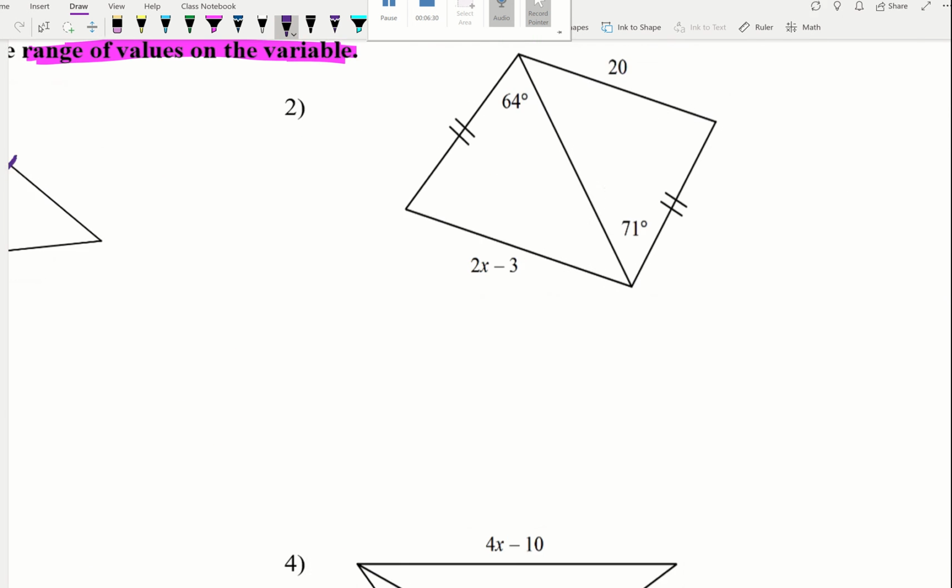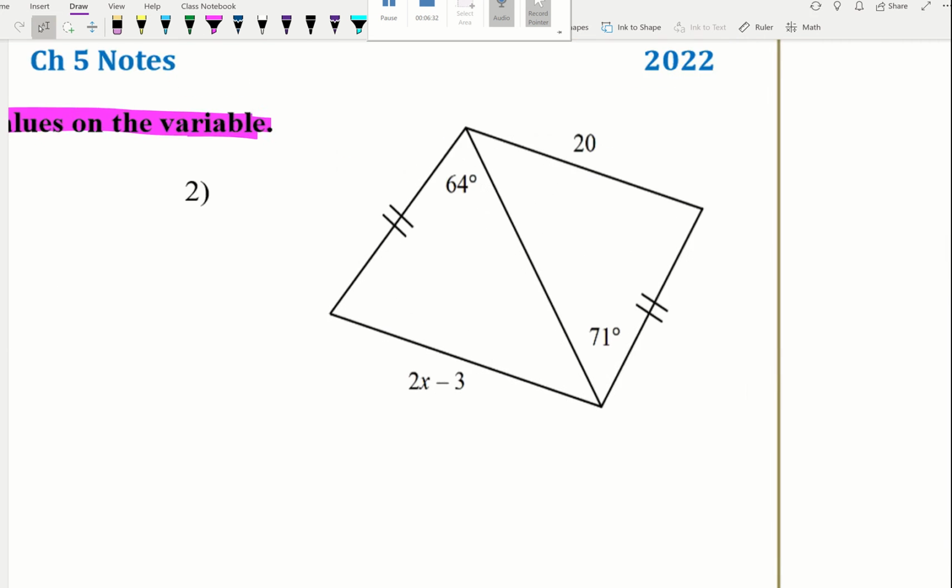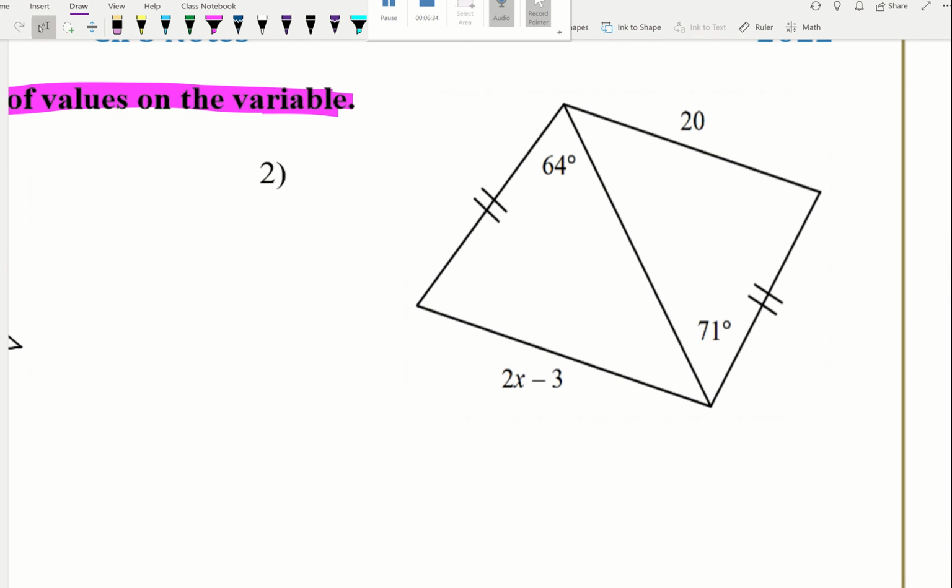So let's go ahead and look at example 2. This one's a tiny bit different of a setup. I can see that I have 2 triangles.